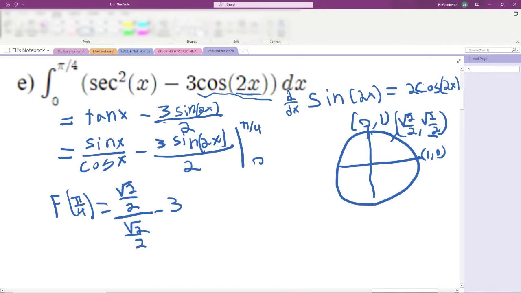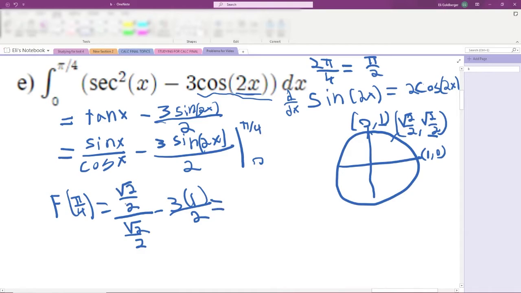so when we plug in this pi over 4 into the x, it'll be multiplied by 2. So 2 times pi over 4, we can simplify that to just pi over 2. So pi over 2 is right here again. So the sine of pi over 2, that's the y value, is just 1. So it's 3 times 1 over 2.